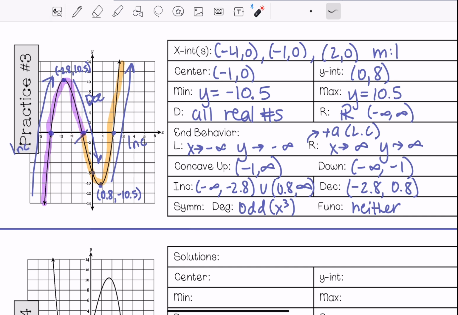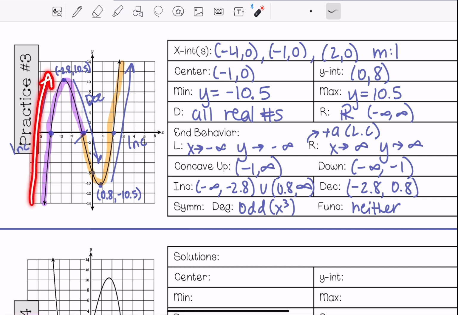And then our increasing or decreasing, I did mark those on the graph. I thought that might help. Remember, increasing just means the y values are getting larger from left to right, and decreasing means the y values are getting smaller from left to right. We read it left to right because that's how we read in English.